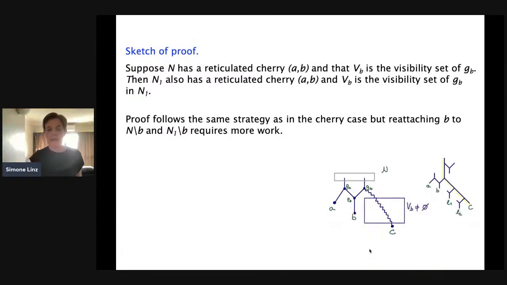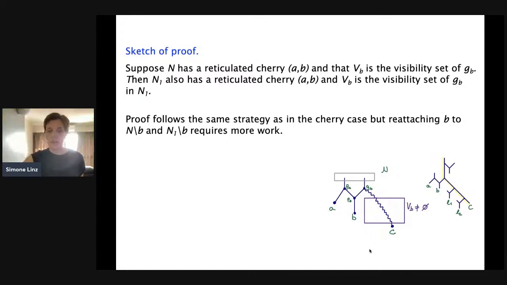That's the cherry case. If the network does not have a cherry, then we know that it has a reticulated cherry AB, and that this reticulated cherry also has a visibility set. Because we are able to recognize reticulated cherries easily, and also the visibility set, we can apply the sufficient and necessary conditions to argue that N1 also has reticulated cherry AB. And then we basically follow the same strategy as in the cherry case to complete the proof.